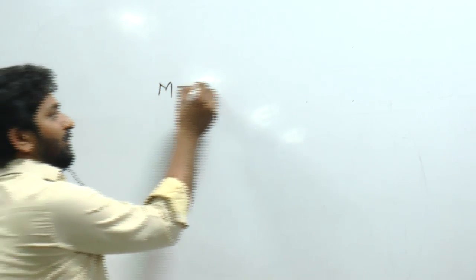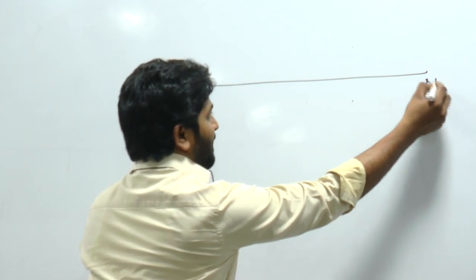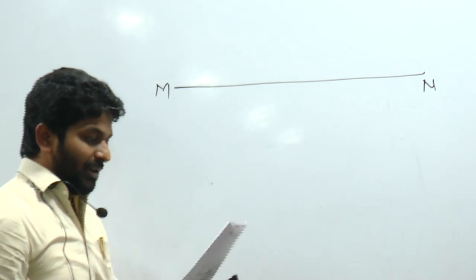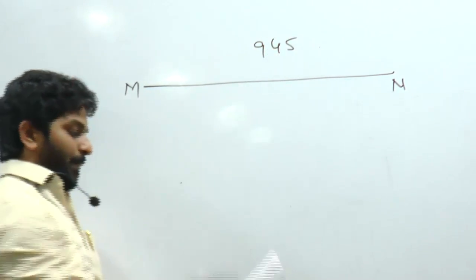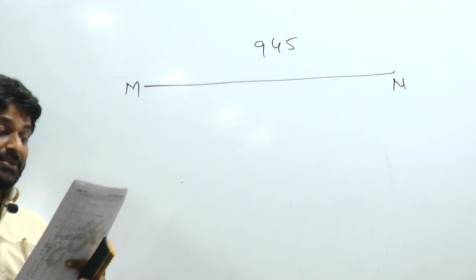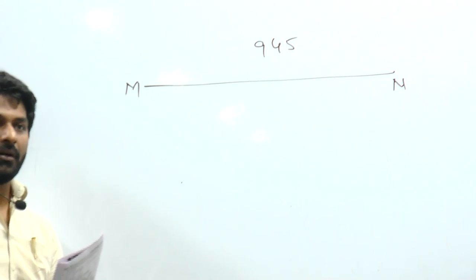Right. So let's say this is station M and then this is station N. Distance between these two places is given as 945. The first train started from station M at 4 o'clock.